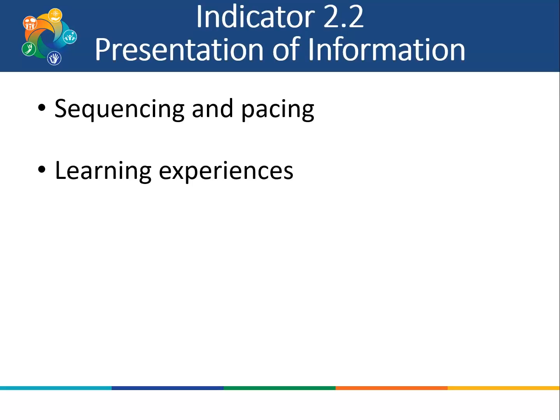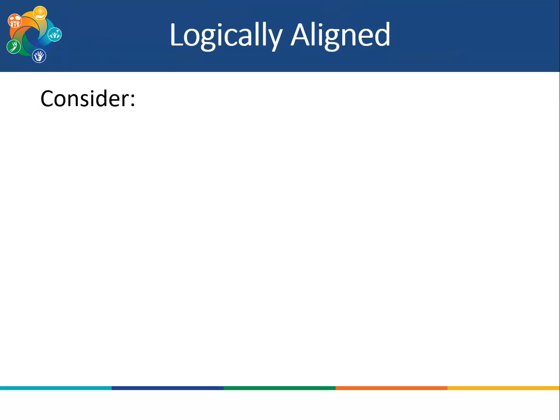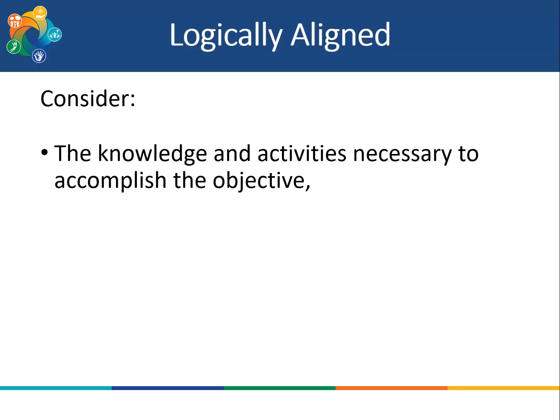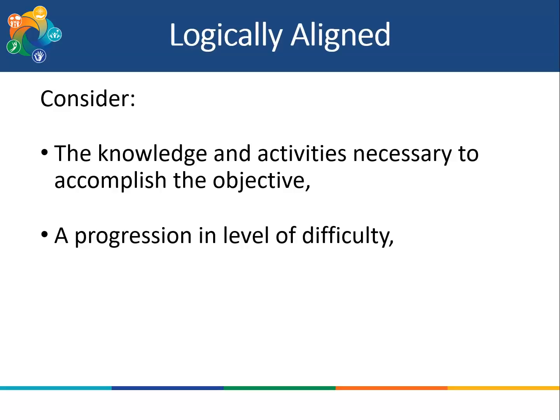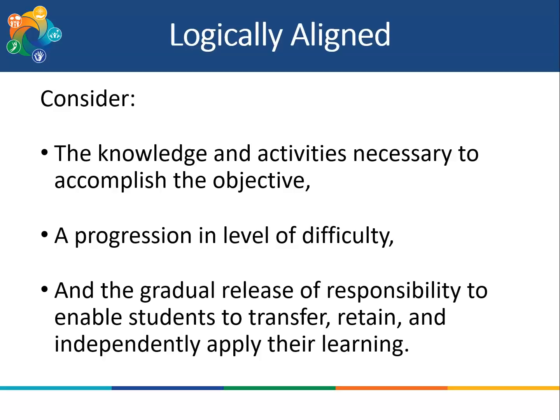Second, all learning experiences in the lesson are logically aligned. What do we mean by logically aligned? Here are a few examples. Complex processes are broken down into smaller parts. Experiences increase in level of difficulty. There is continuity between experiences, and guidance is given, and the gradual release of responsibility is matched to the content and the student. Cognitive expectations are provided between each experience, and strategies are matched to the content and student.